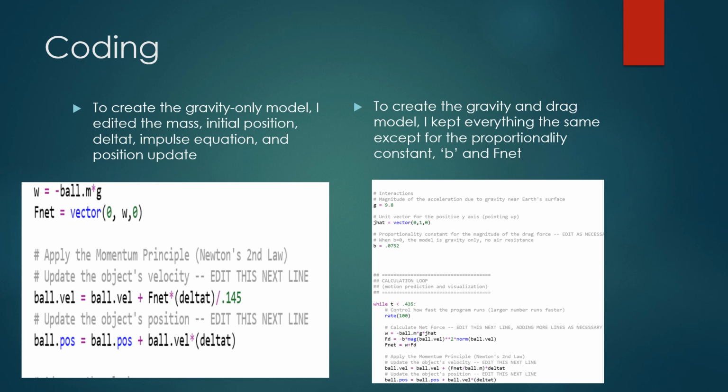The drag model was the same except that I included the proportionality constant, the square of the speed, and the force acting in the direction opposite to gravity. My B value was 0.0752, and this was acquired by running the code until it resembled my experimental data.